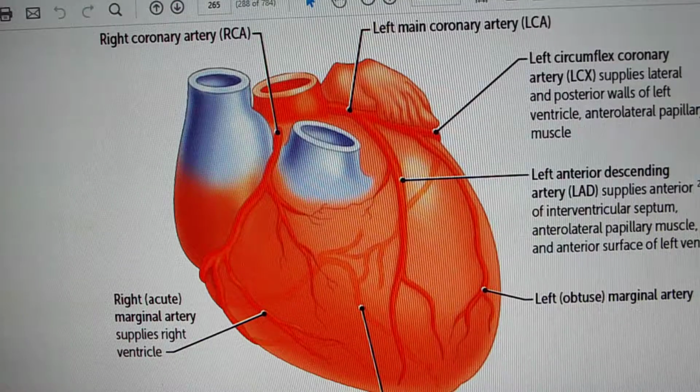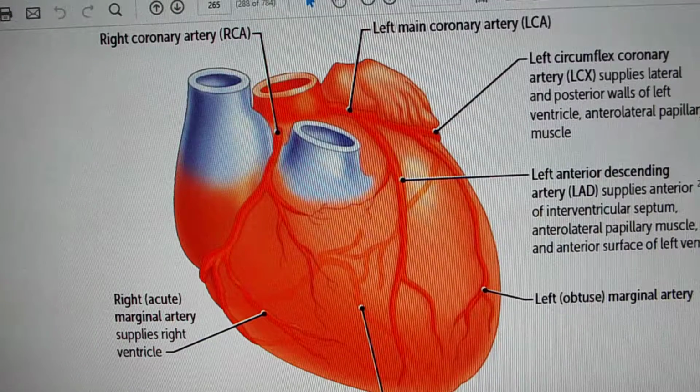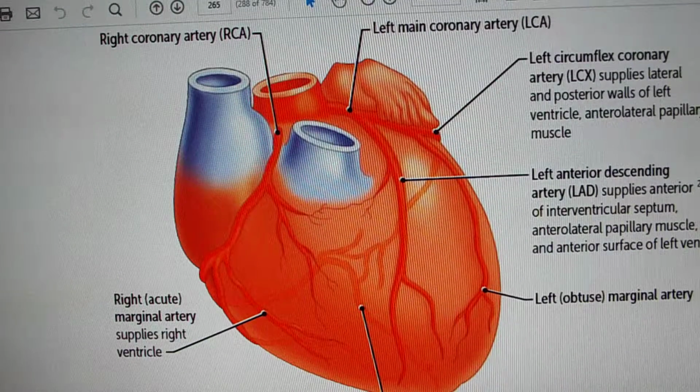The right coronary artery gives off the acute marginal branches, the atrioventricular nodal arteries, and the posterior interventricular artery. And the left coronary artery has two major branches, the left anterior descending artery and the left circumflex artery.